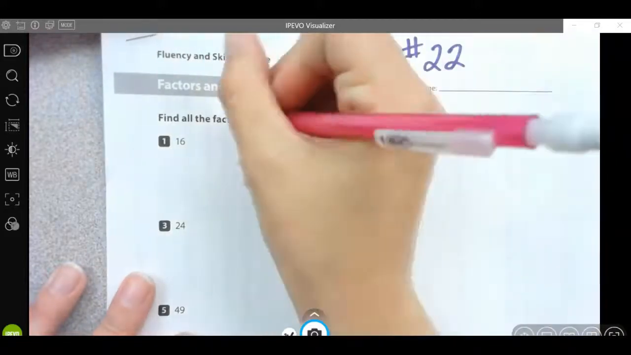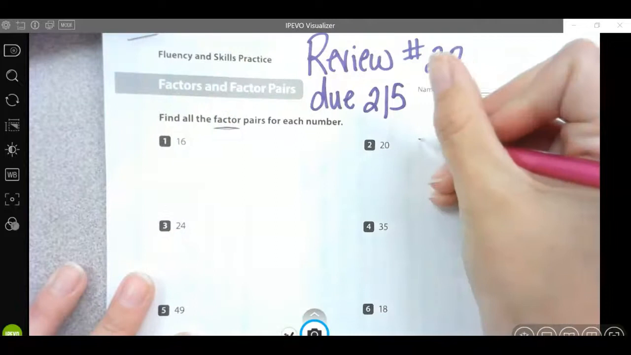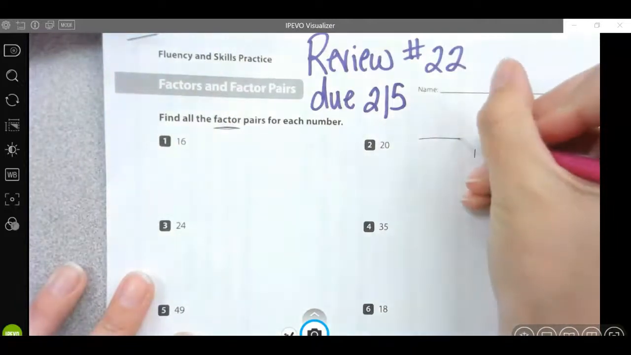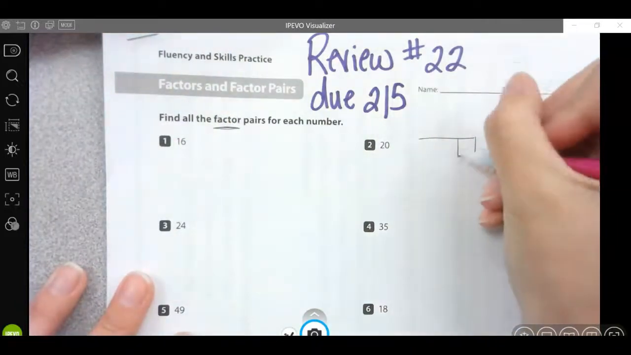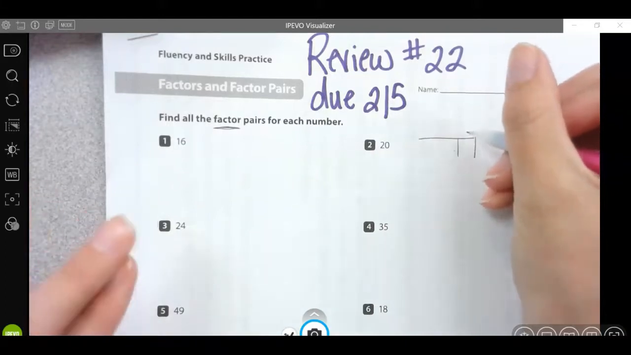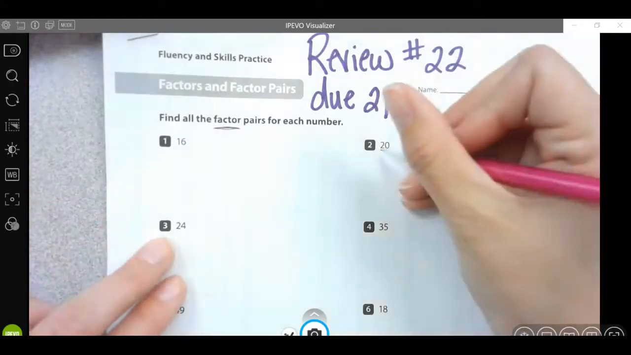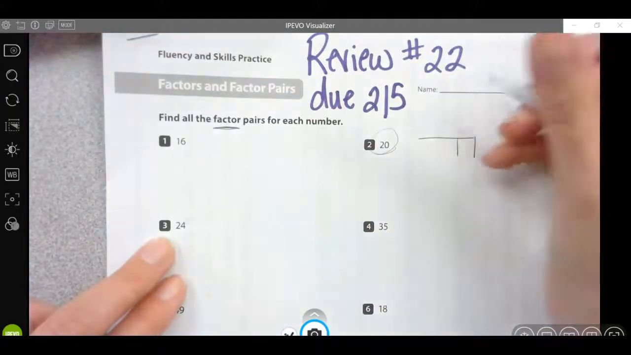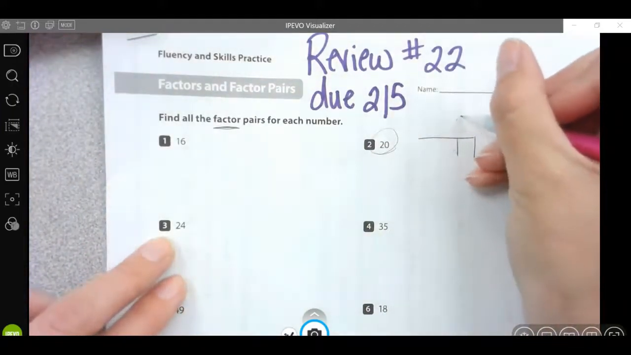Whenever we see the word factor, it means we think of F and we flip it on its side, because these two prongs in the F tell us that there are two numbers that we multiply together to get, for example, 20. So it's asking us to find our factors of 20.